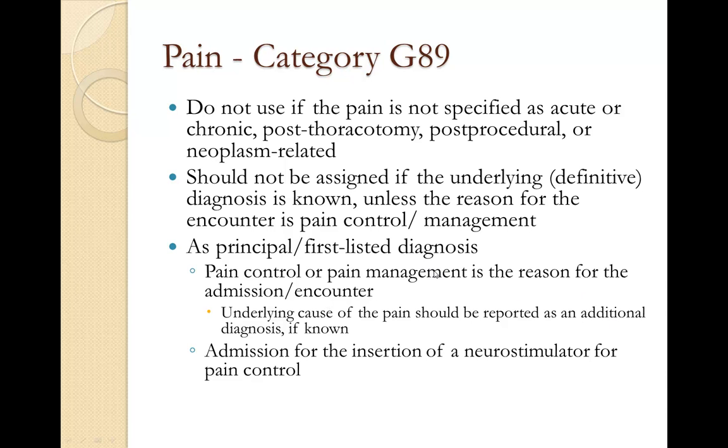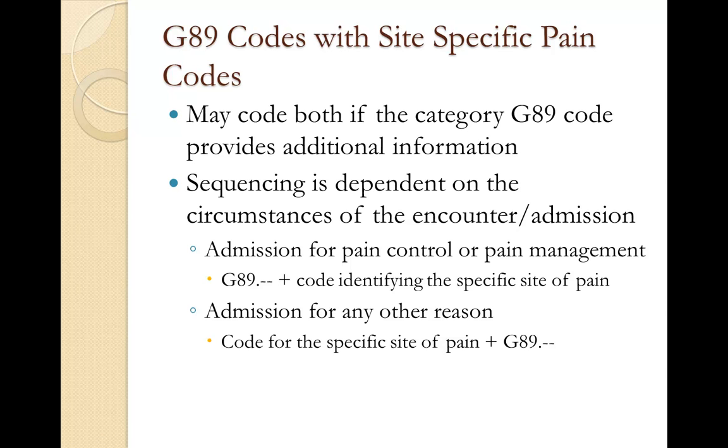So in the example of the neoplasm-related pain, we had the G89 code, and then we would have an additional code to indicate whatever neoplasm that is. Also, if they're coming in for a neurostimulator, that would be another case where we would want the G89 code as your principal diagnosis. I mentioned site-specific pain codes, so we still have pain codes for, let's say, abdominal pain or face pain or something like that. A lot of those come out of the R codes. A lot of them are in the signs and symptoms chapter. The G89 codes will give additional information.